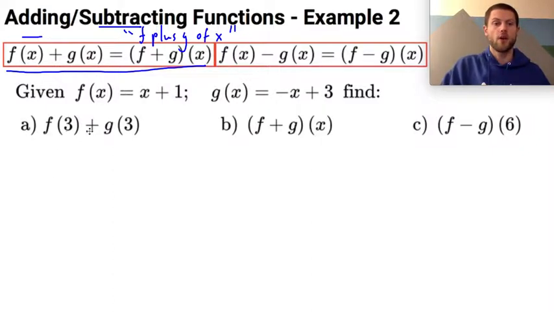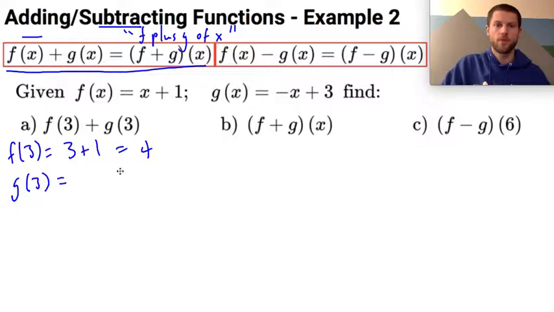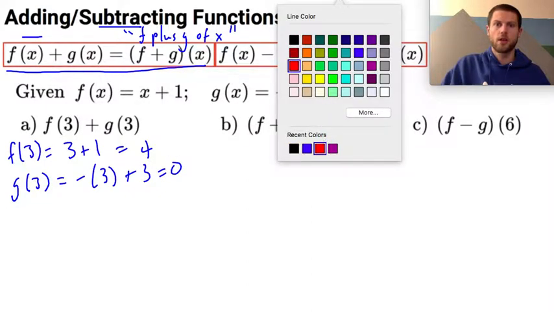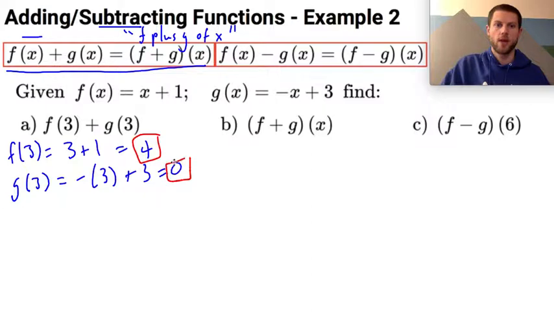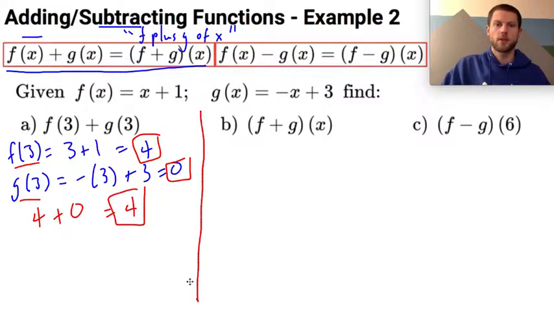So let's find what f of 3 plus g of 3 is. Let's first find what f of 3 is. f of 3 is going to equal 3 plus 1, which is equal to 4. And g of 3 is going to equal negative 3 plus 3, which equals 0. So let's just take these values and we'll add them up. 4 plus 0, that's f of 3 plus g of 3, which is equal to 4. Pretty easy. All right, let's make things a little bit more complex.